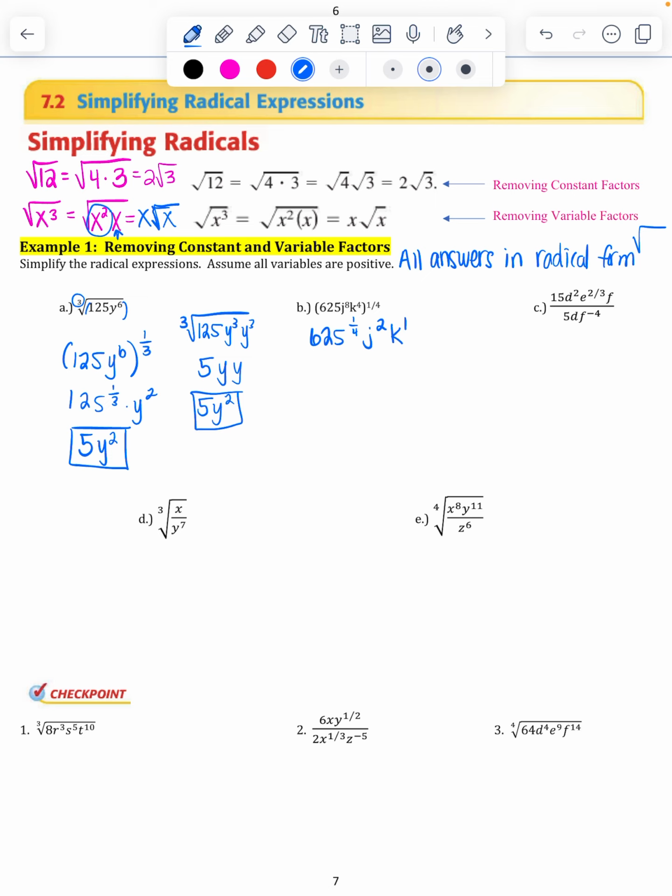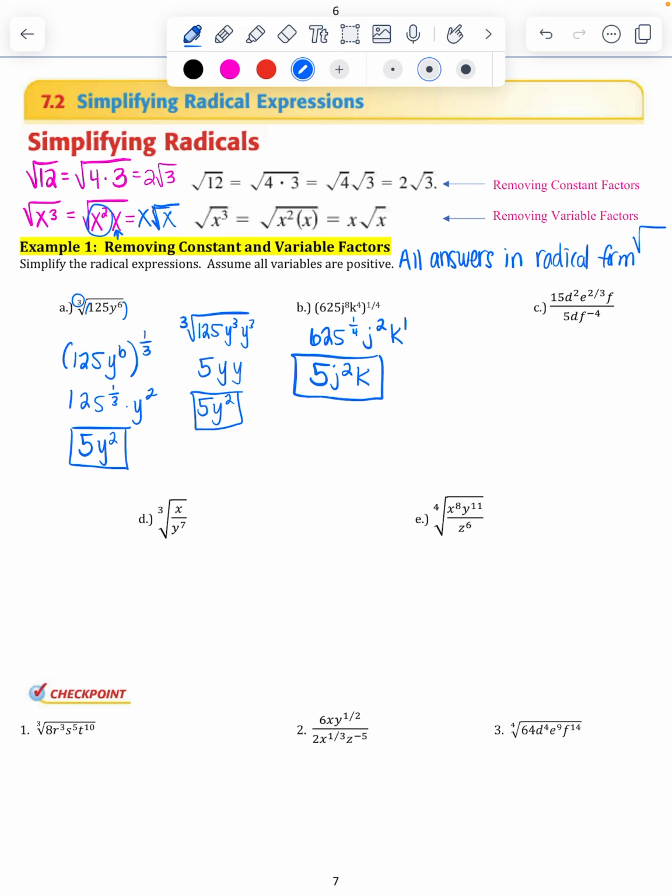So 625 to the 1/4, I wouldn't know it because I don't have any of my fourth powers memorized really, but 625 to the 1/4 just perfectly equals 5. And then we have j squared times k. This one also does not have a radical in the final answer.